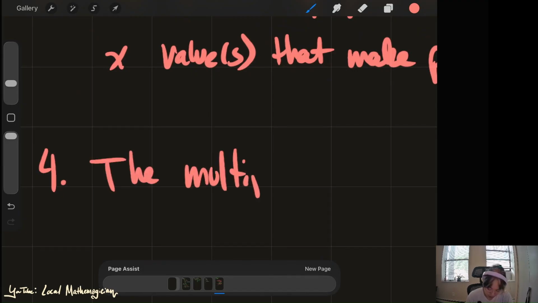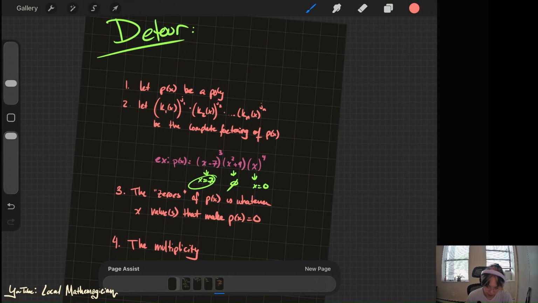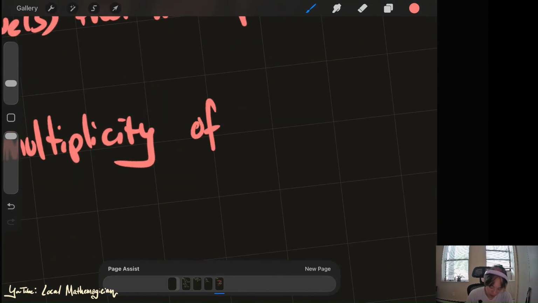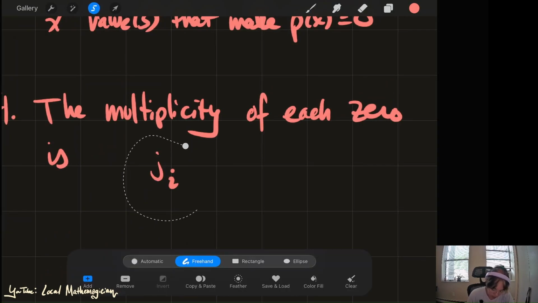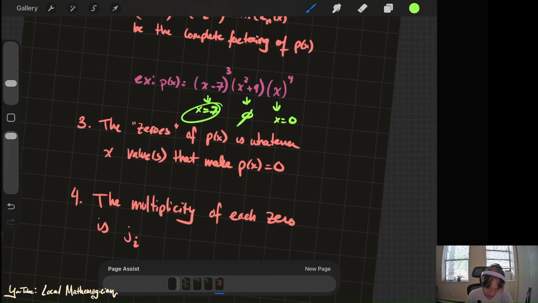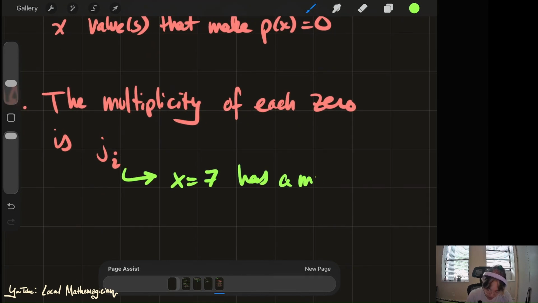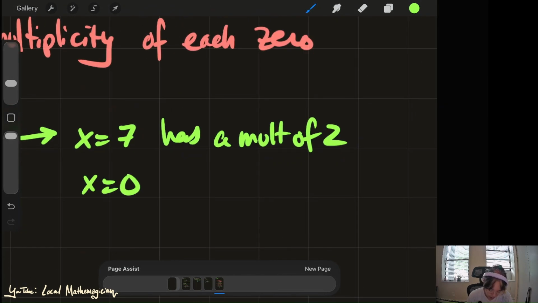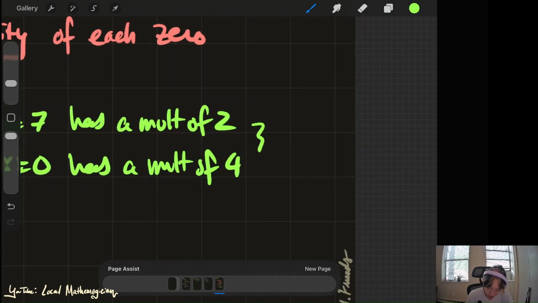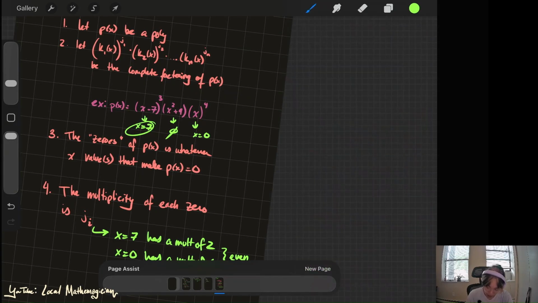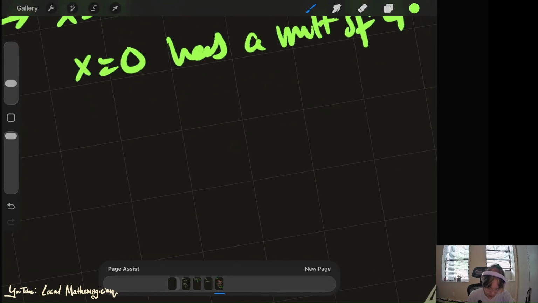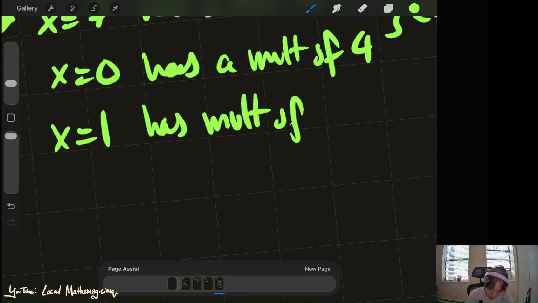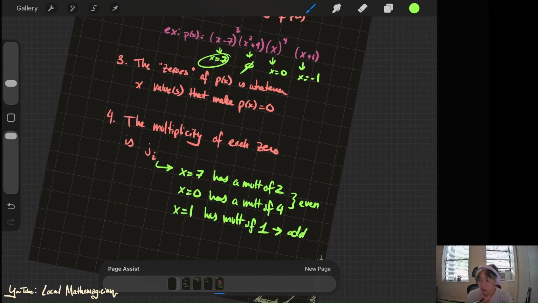The multiplicity of each zero is the j sub i. So for example, x equals 7 has a multiplicity of 2, x equals 0 has a multiplicity of 4, and both are even. Let me throw in one more: x plus 1, so you have an odd multiplicity. And x equals 1 has a multiplicity of 1, which is odd.